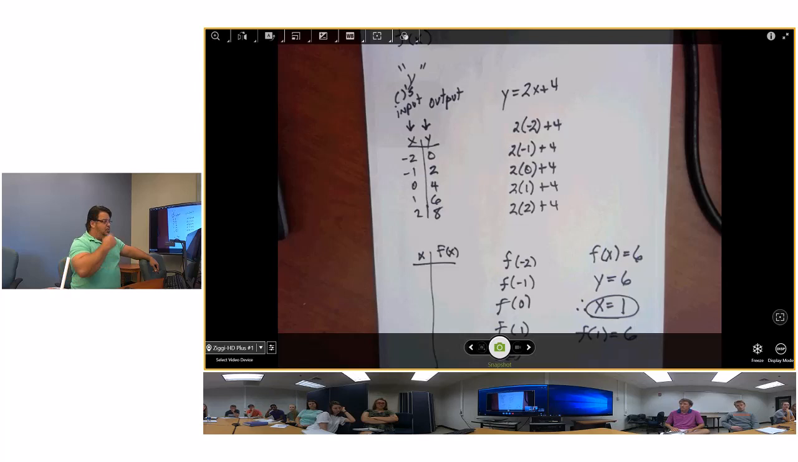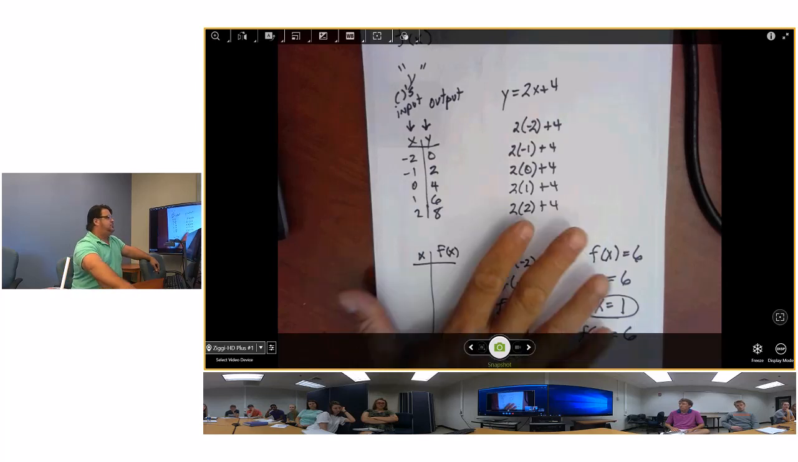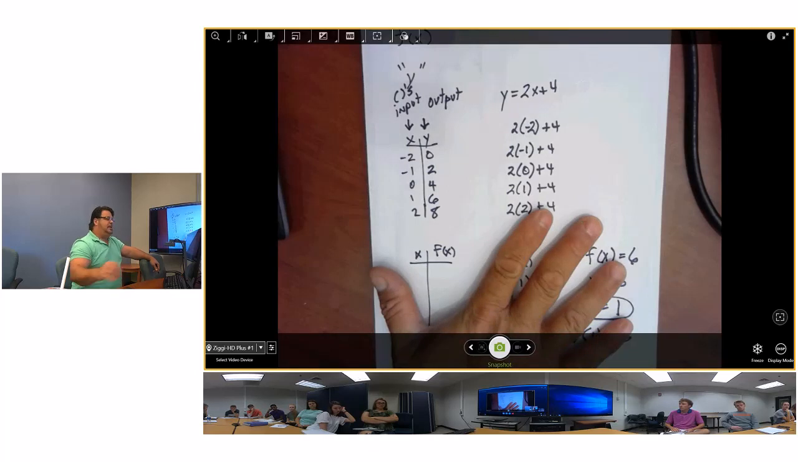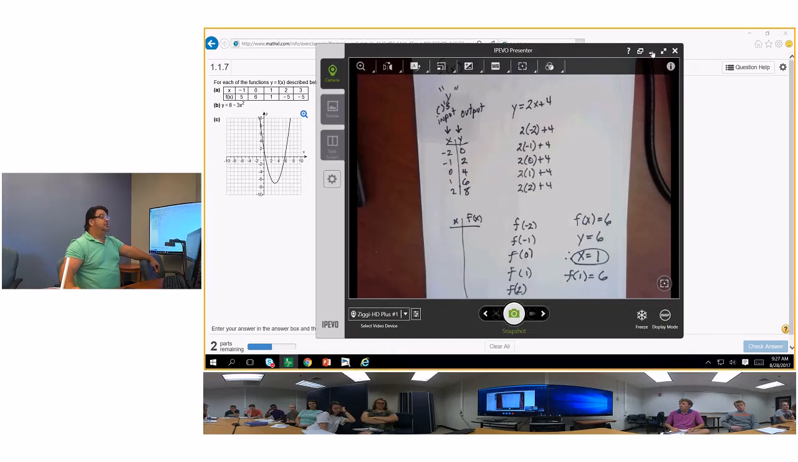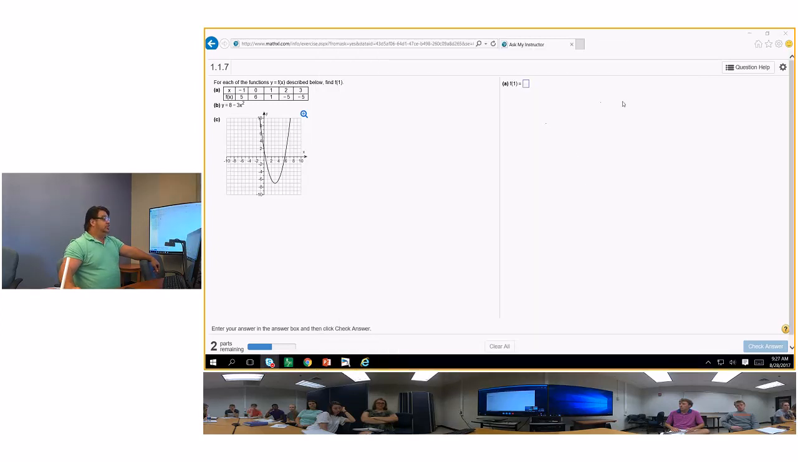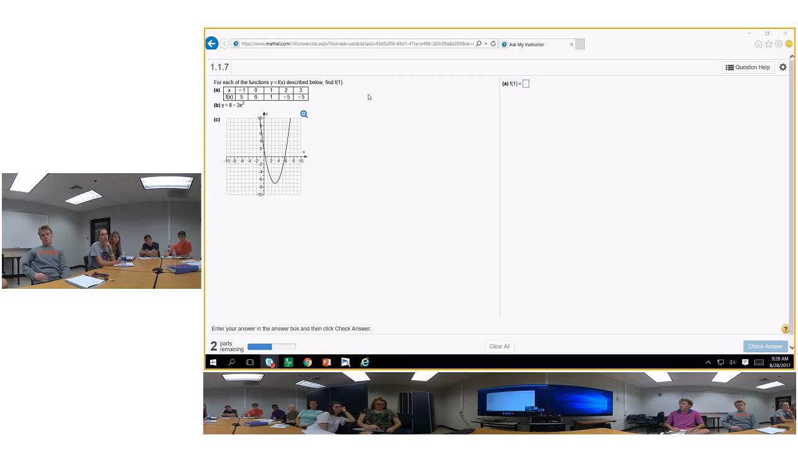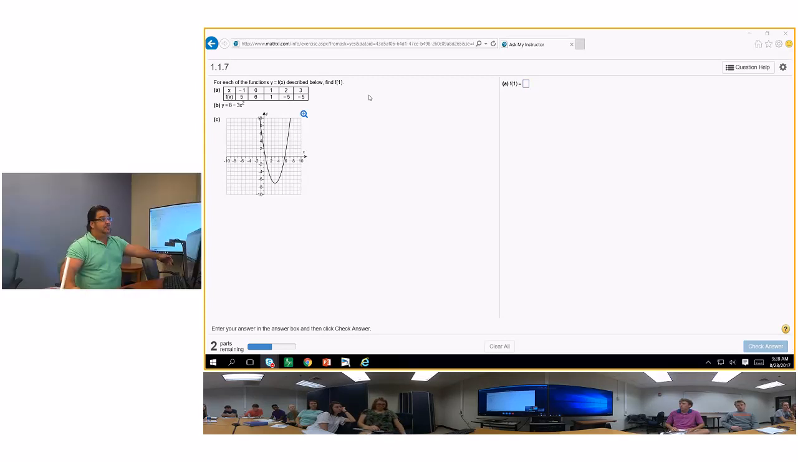All right. So, now that I've explained to you that you know how to do this from pre-algebra, now let's look at the problem. Because this is where you make yourself feel good about yourself, so you don't have to put smokestacks on your truck. All right. For each of the functions, y is equal to f of x. Describe below, find f of 1. So that means we're plugging in 1 for what? X. So therefore, if you plug in x, you're looking for y, which is f of x.